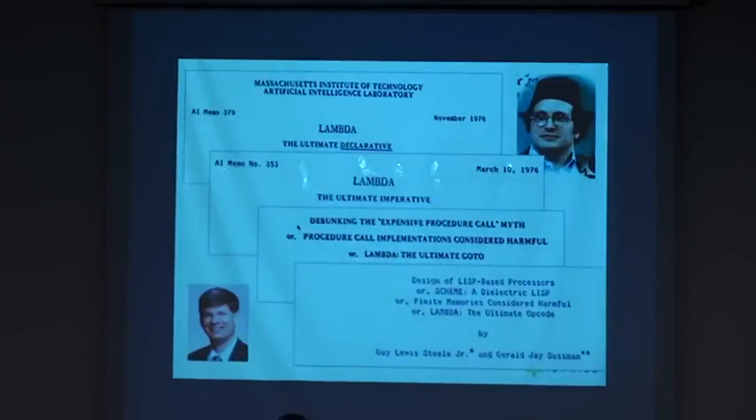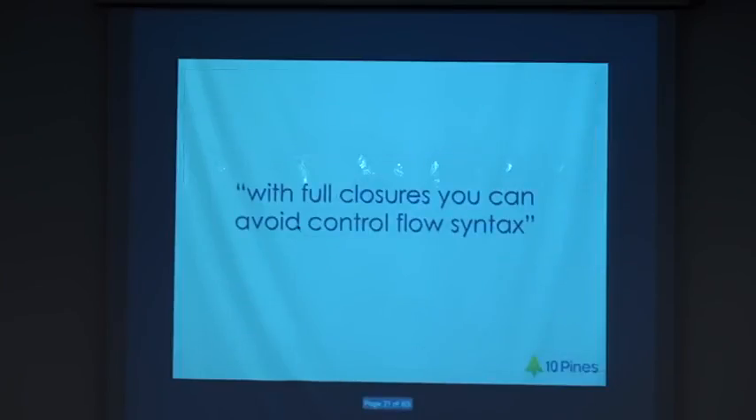And these guys, Guy Steele and Jerry Sussman, while they were discovering Scheme and while they were creating Scheme, wrote these 4 papers that are very interesting. The Ultimate Lambda, for example: Lambda the Ultimate Declarative, Lambda the Ultimate Imperative, Lambda the Ultimate GOTO, Lambda the Ultimate Opcode. They're very difficult papers to read, but the conclusion, I think the most important one, is that when you have full closures, you can avoid control flow syntax.